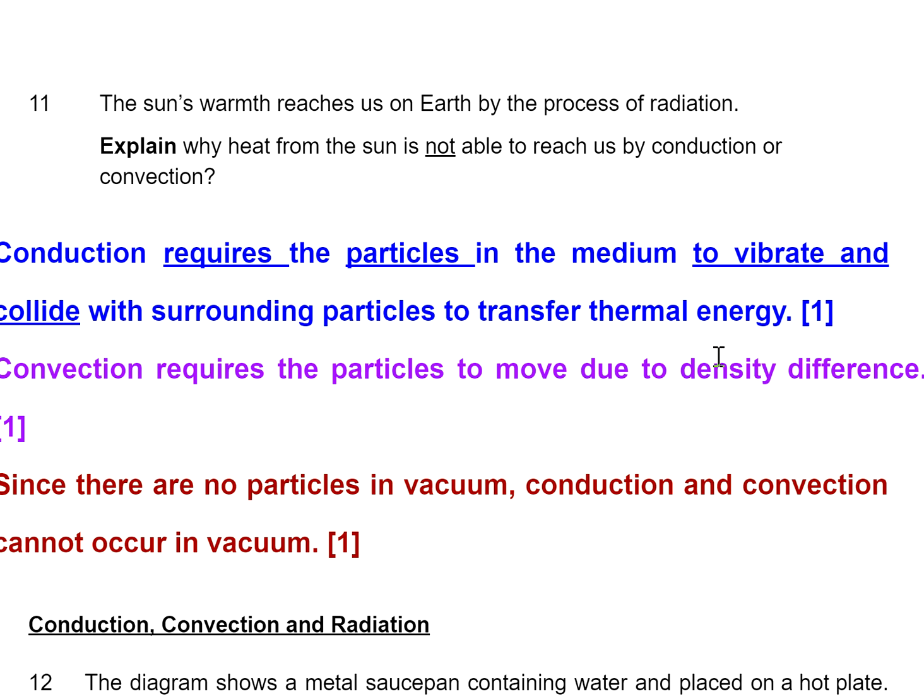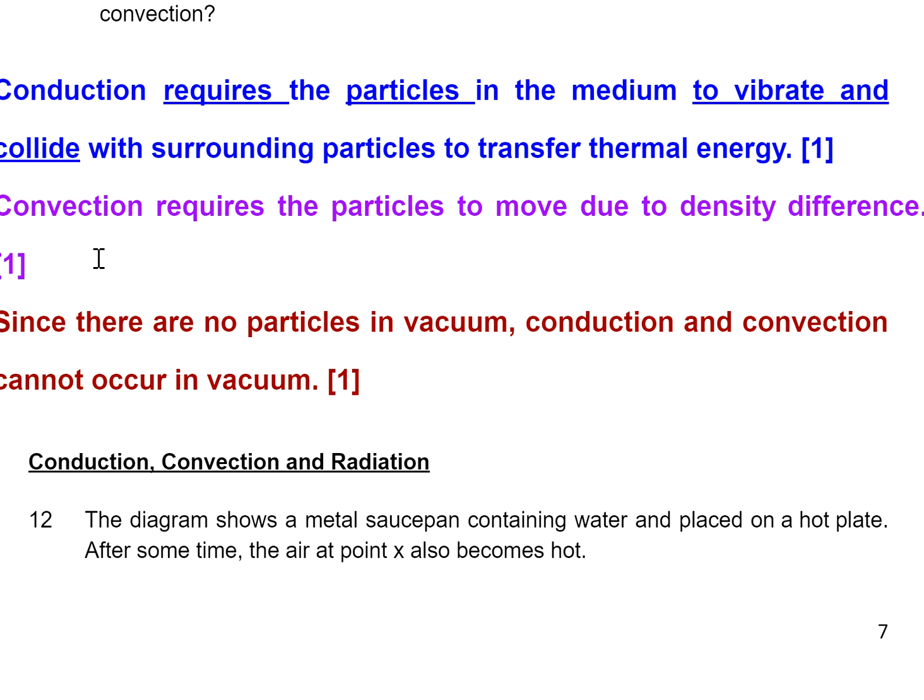Question 11. Why can't the sun's warmth reach us by conduction or convection? The reason is because for conduction, you need the particles to vibrate and collide, as I've mentioned many times in class. So you need to first of all answer by telling the examiner how a conduction process takes place. Conduction means you need particles to vibrate and collide. Convection, you need the particles to move due to temperature, due to density difference. So basically, the important thing is the particles themselves must move.